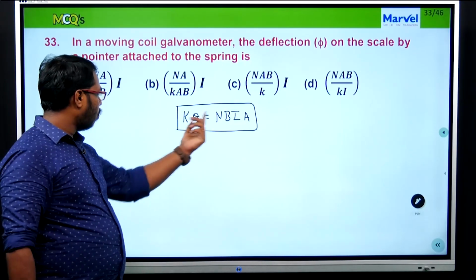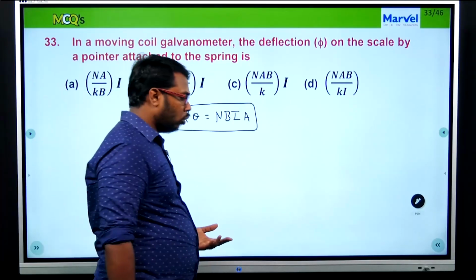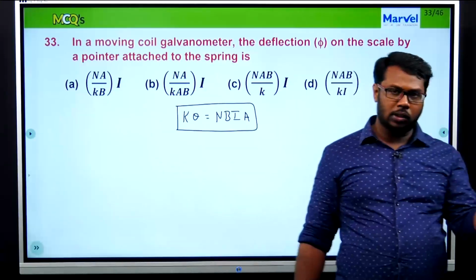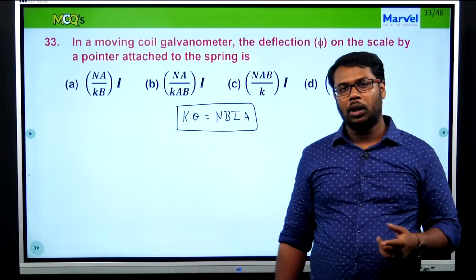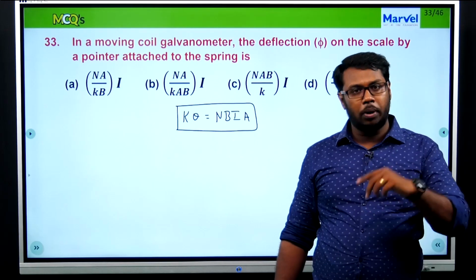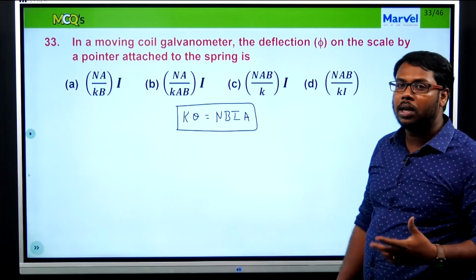Okay, I am going to put both together. Because when the current flows through the coil, it experiences a torque and it deflects. The spring that is attached to the back of the coil will provide the necessary restoring torque to bring it back to the original position. So K theta is equal to NBIA.